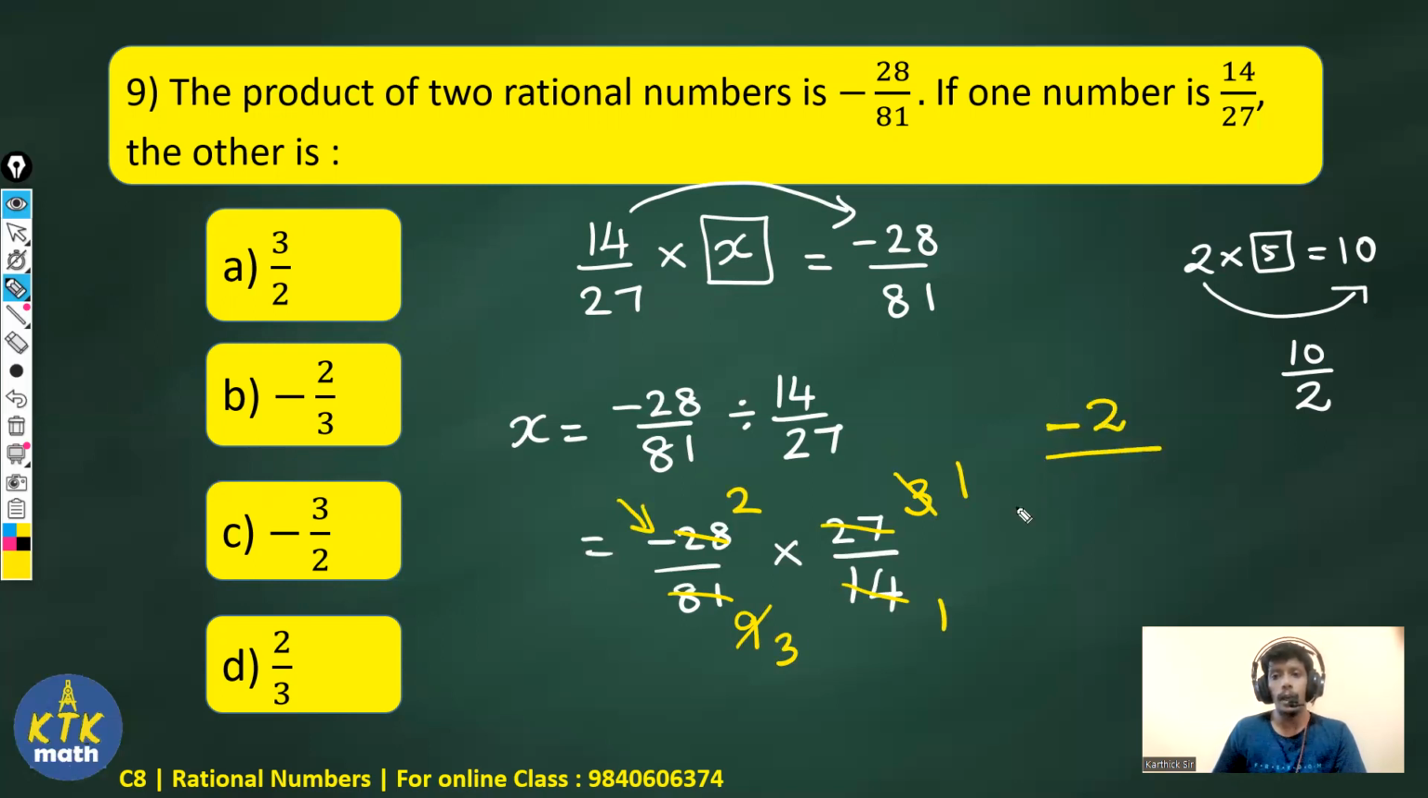Numerator has 2 remaining, denominator has 3 remaining. So where is your option? Option B is your correct answer. Is that clear? Yes. I hope you understand how to find the missing value there.